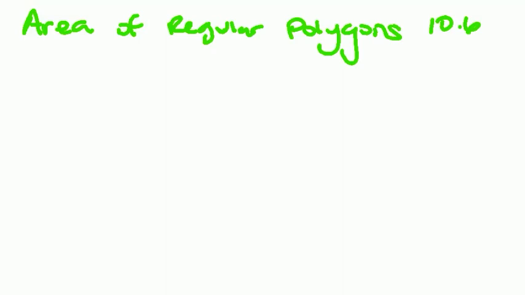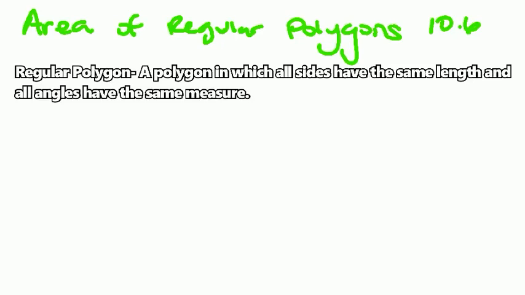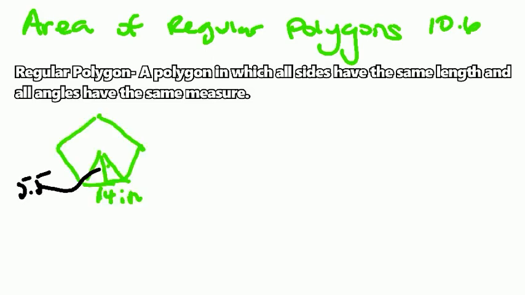Hey everyone, today we are going to be learning about area of regular polygons. You might be wondering what a regular polygon is. A regular polygon is a polygon in which all sides have the same length and all angles have the same measure.